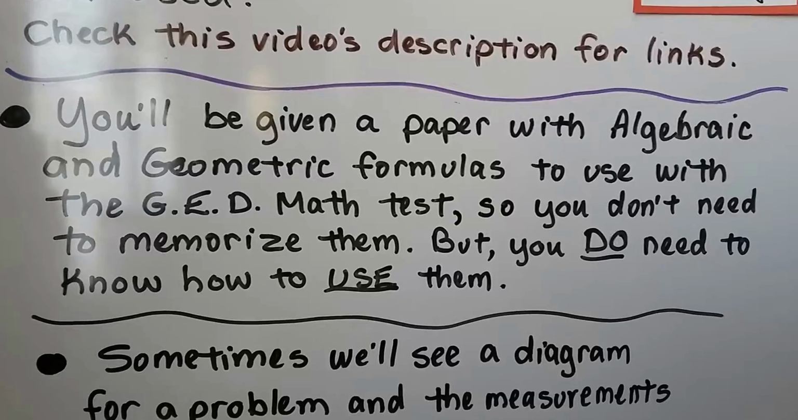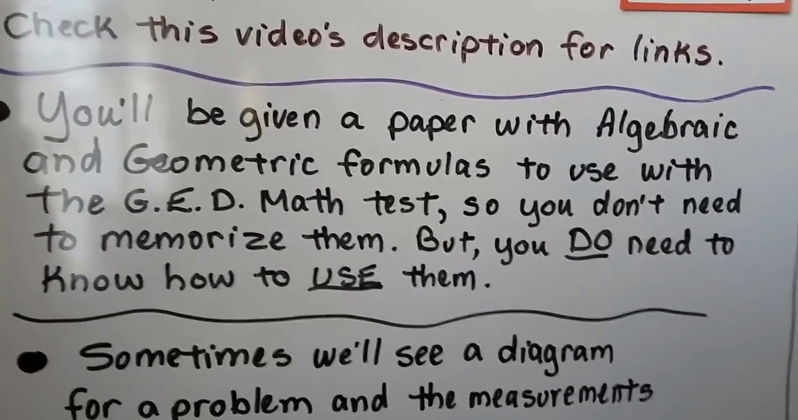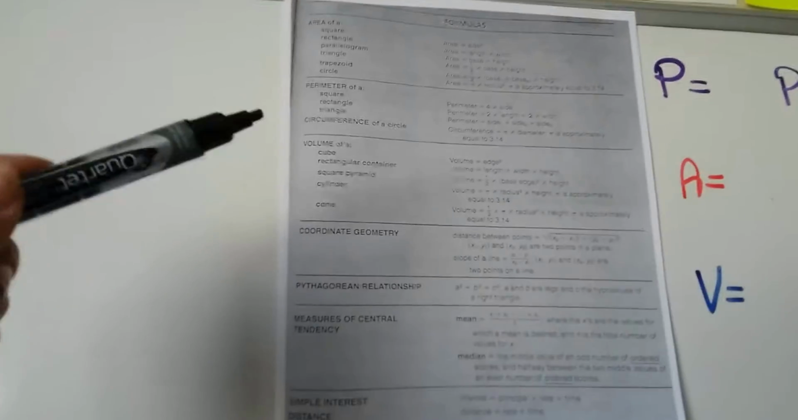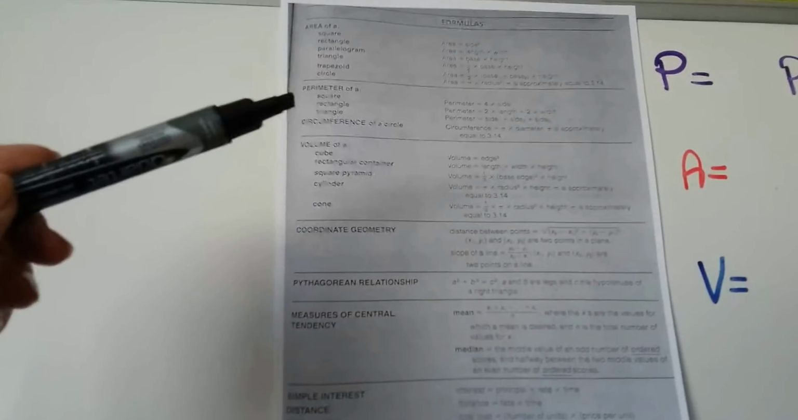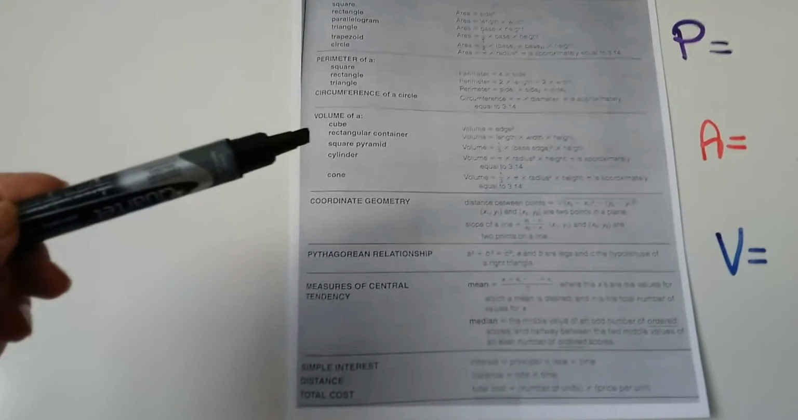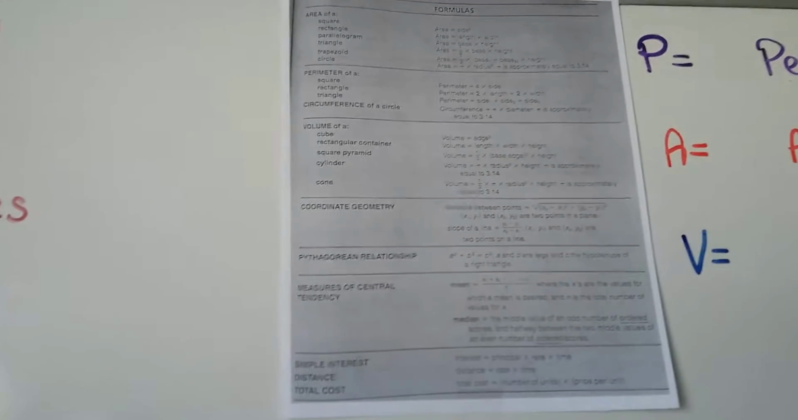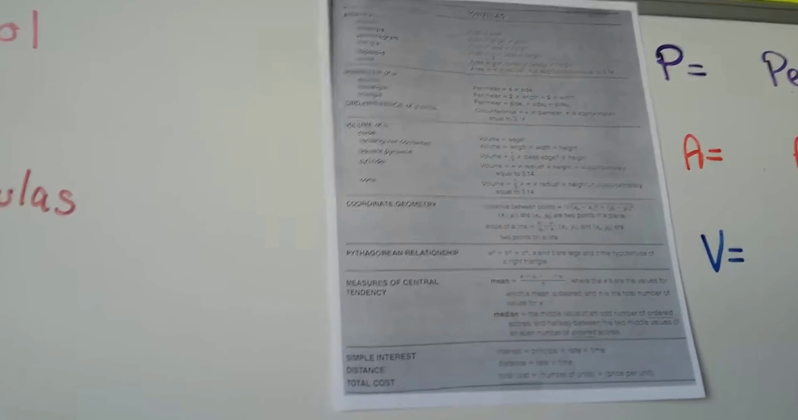And I've talked about this before. They're going to give you a sheet of paper before the GED test that's going to have the formulas on it. And this is the one from the book. And it tells you the formulas for area, perimeter, the circumference of a circle, the volume. Okay, so they're going to give this to you, and you don't need to memorize these. You just need to know how to identify which one's which and which one you need to use.